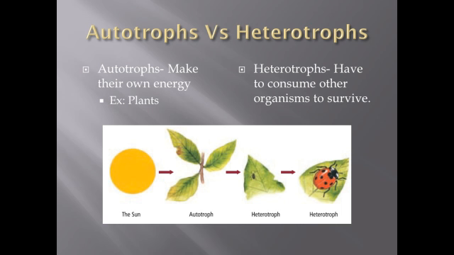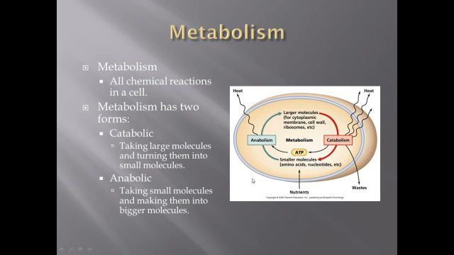Okay, autotrophs versus heterotrophs. This is all review, so I'll be really quick here. Autotrophs, they make their own energy. Heterotrophs, they have to consume others to survive. So you have the sun here. Autotroph is going to be making energy. A heterotroph here is going to be eating the leaf. And here's a carnivore who's going to eat the heterotroph there.